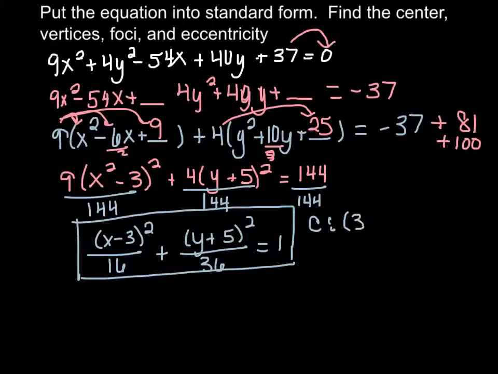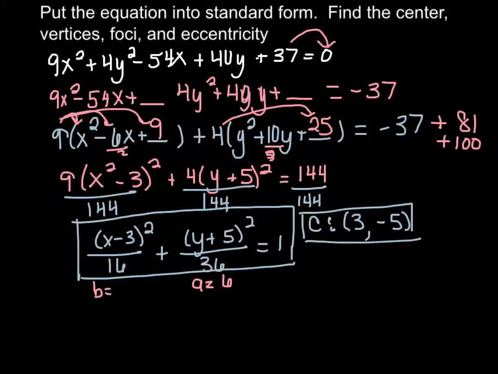The center is the opposite of the x, the opposite of the y, so there's my center. I know that my a value falls underneath my y, so my a is the square root of 36, which is 6. b is the square root of 16, which is 4. So to find my vertices, I'm going to add and subtract 6. So my vertices are (3, -5 + 6), which is (3, 1), and (3, -5 - 6), which is (3, -11).